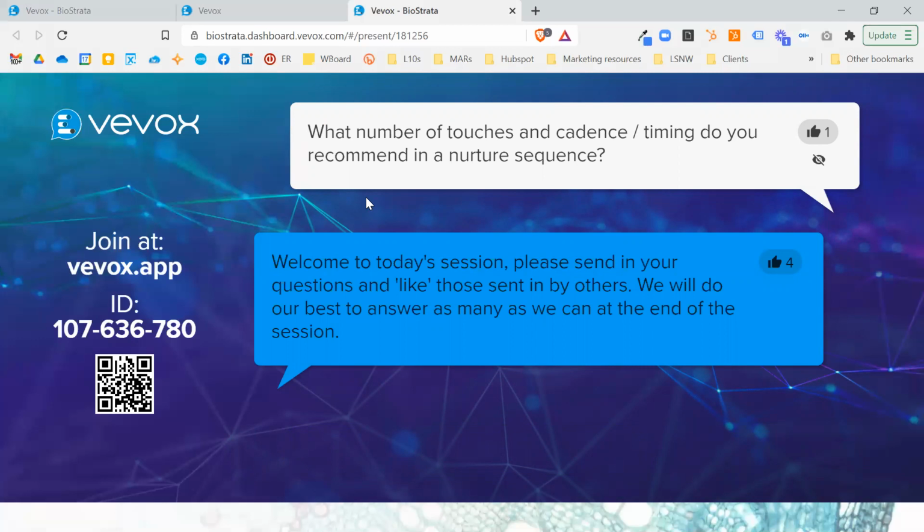Right, last question here then is, what number of touches and cadence timing do you recommend in a nurture sequence? Why do all the good questions is the answer? It depends. It depends on factors such as what the last activity is that they took. So if someone comes through your website as a lead and they fill in a form to speak to a salesperson, you need to move on that straight away. Depending on your process, that may go straight to sales, but let's assume they want to book a demo to look at an instrument, that they should get the options like either via email or on the web page to book that demo as soon as possible.